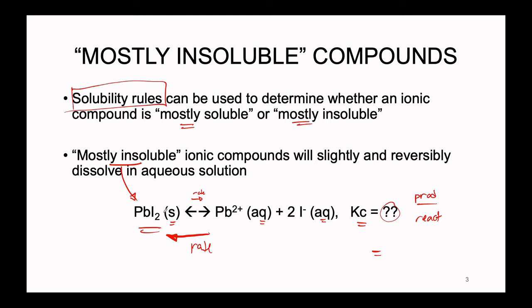And when it comes to heterogeneous equilibrium expressions, as a reminder, we do not include solid or liquid in our equilibrium expressions. What this means is that the equilibrium expression is only going to be equal to the concentration of our lead 2+ ion times the concentration of our iodide ion, and because we have a coefficient of 2 in front of the iodide, we're going to square it. So this is what the equilibrium expression looks like for a mostly insoluble compound.